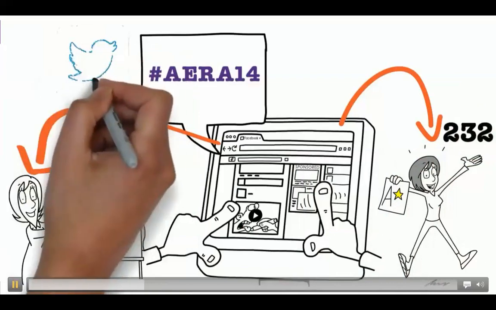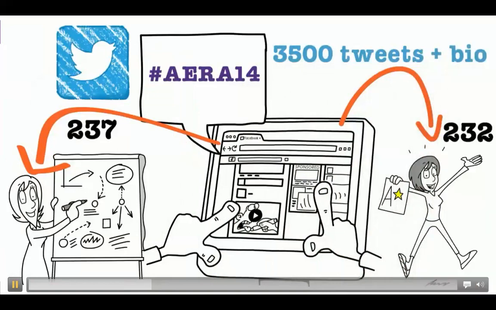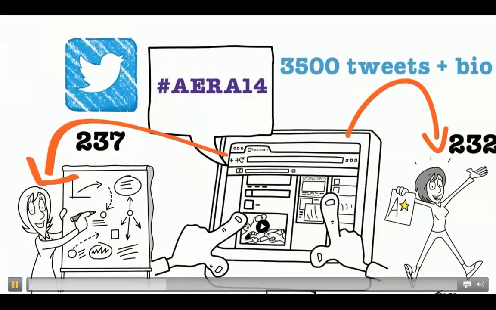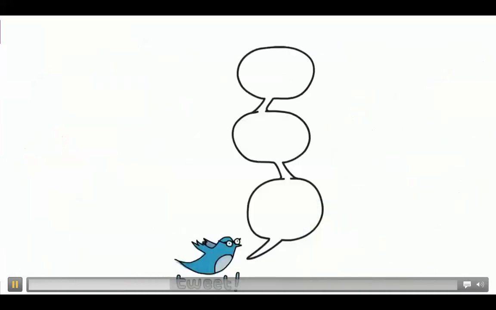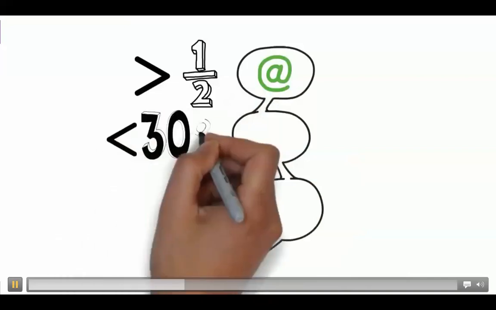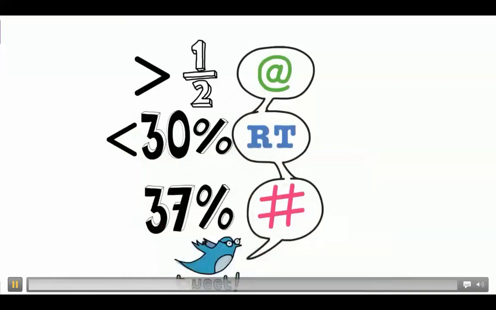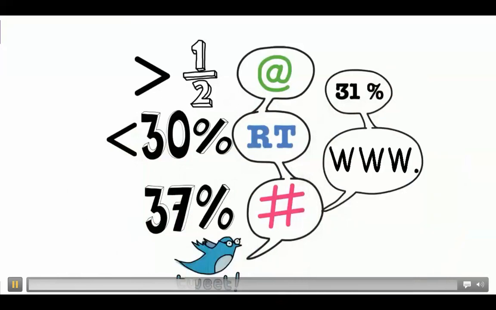Using the Twitter API, we then collected each person's latest 3,500 tweets and each person's background information. We examined these details to help us understand the ways they participate on Twitter, the content they shared, and their similarities, differences, and identities as scholars. Here's what we found. Over half of tweets posted by education scholars mentioned other users. About a quarter were replies to other users, and fewer than 30% of tweets were retweets. 37% of the tweets included a hashtag, and about 31% included a hyperlink.